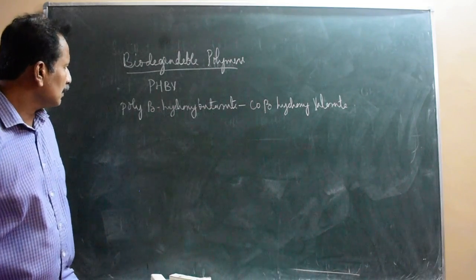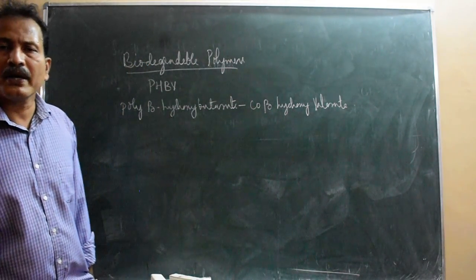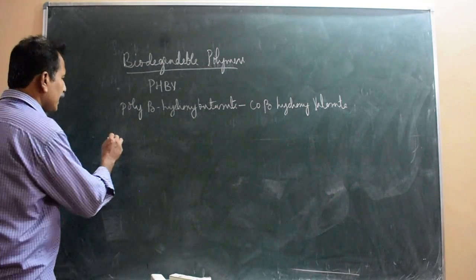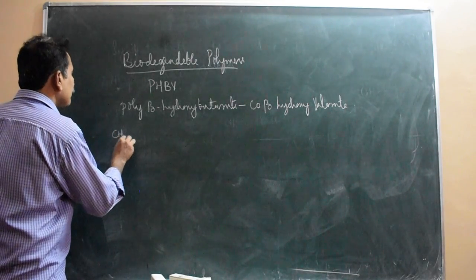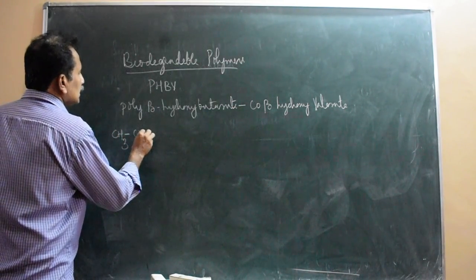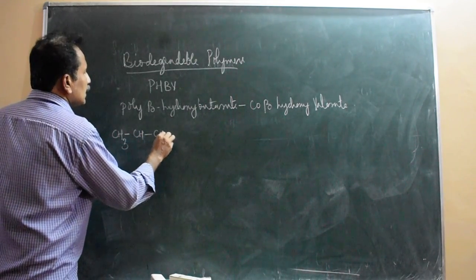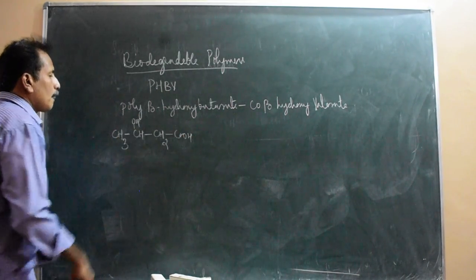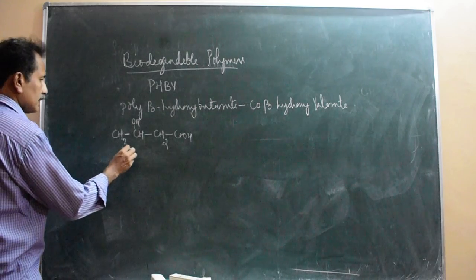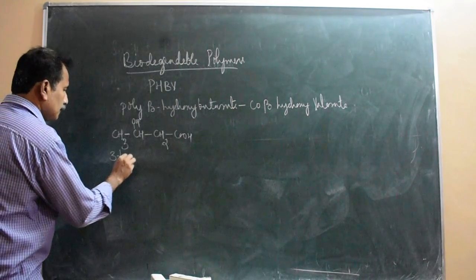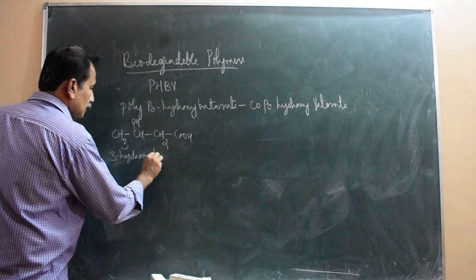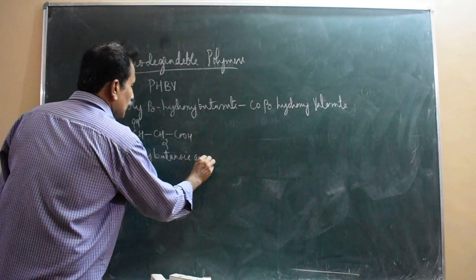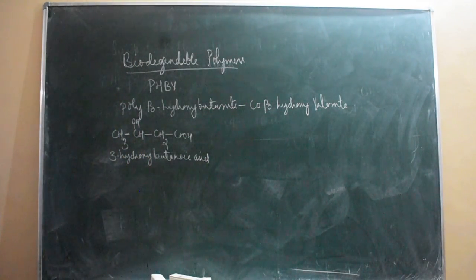It is got by combining 3-hydroxybutanoic acid with 3-hydroxypentanoic acid. So what is 3-hydroxybutanoic acid? CH3 dash CH dash CH2 dash COOH. Now this is your 3-hydroxybutanoic acid. Plus you have to take 3-hydroxypentanoic acid.